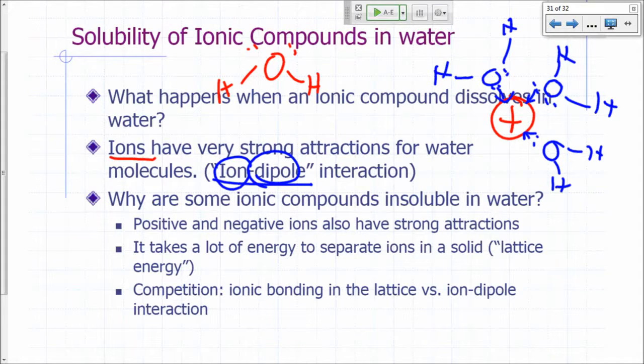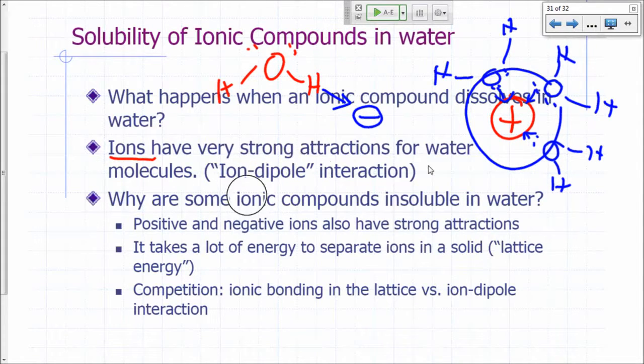So your positive ions would be surrounded with water molecules, with the oxygen end of your water molecules attracted towards the positive ion. What about your negative ion? Which end of your water molecules would be attracted to it? The hydrogen end of your water molecules would be attracted to it. So those types of interactions are called ion-dipole interactions.